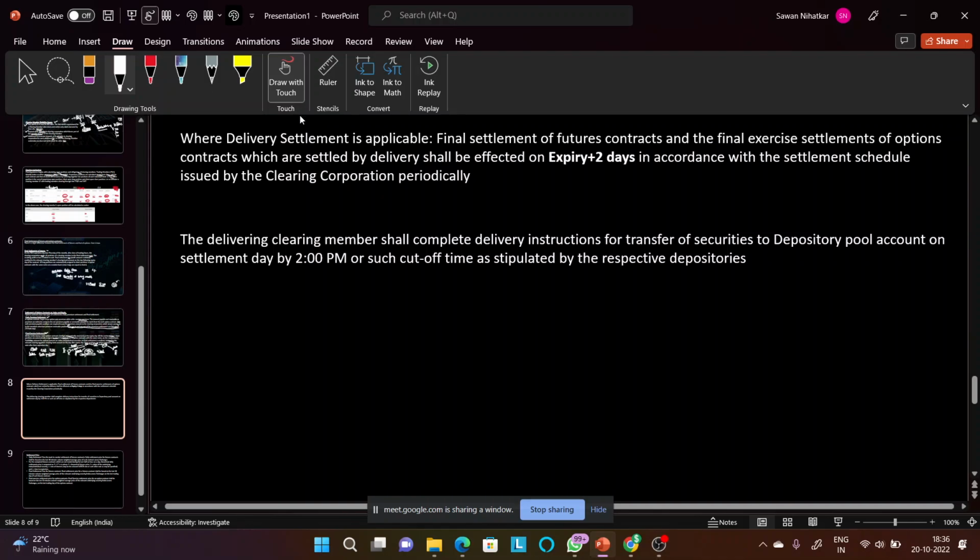So where delivery settlement is applicable, final settlement of futures contract and final exercise settlement of options contracts settled by delivery shall be effected on expiry plus 2 days in accordance with the settlement schedule issued by the clearing corporation periodically. Now, as I said, delivery settlement.